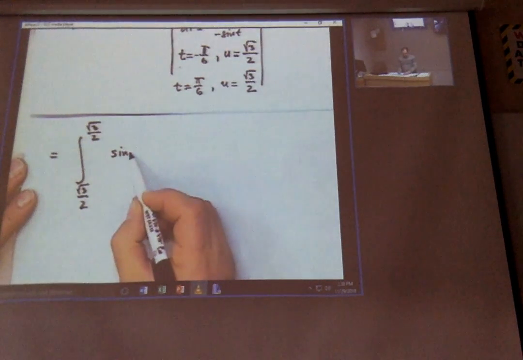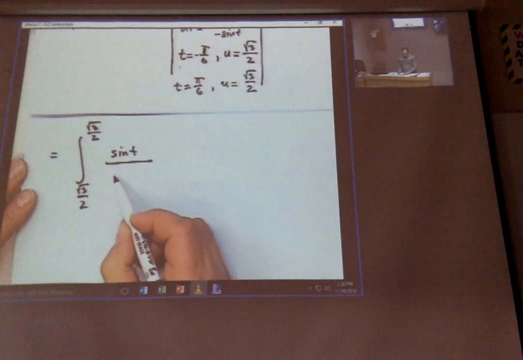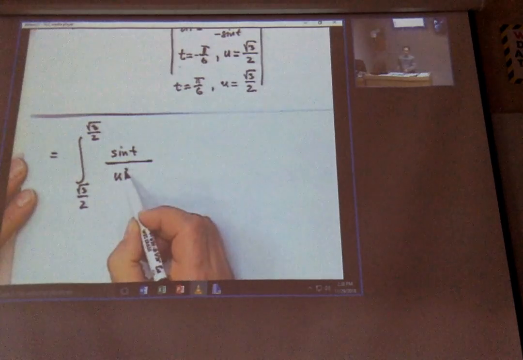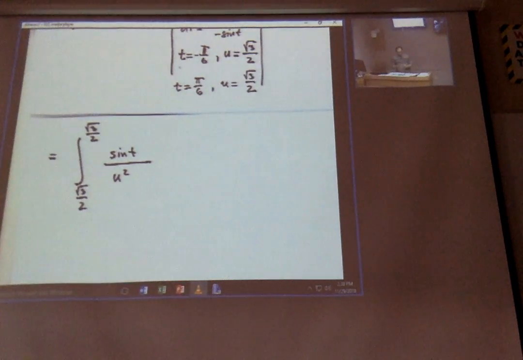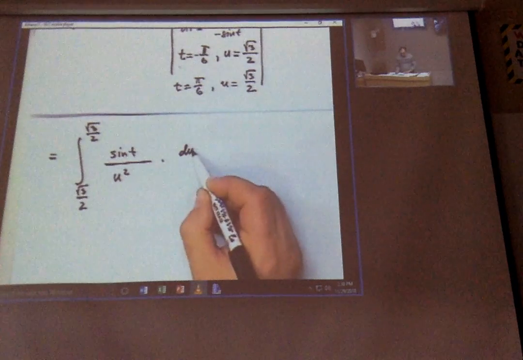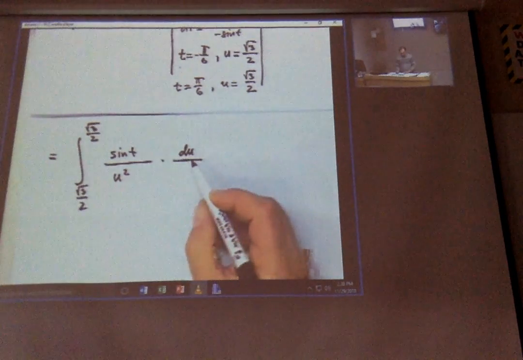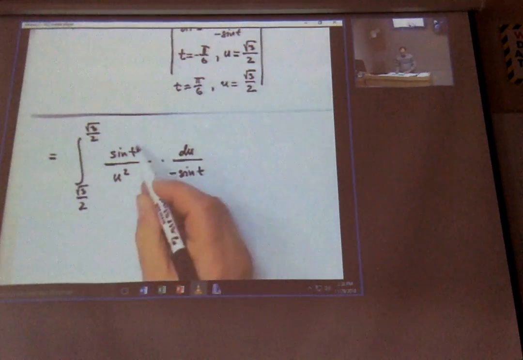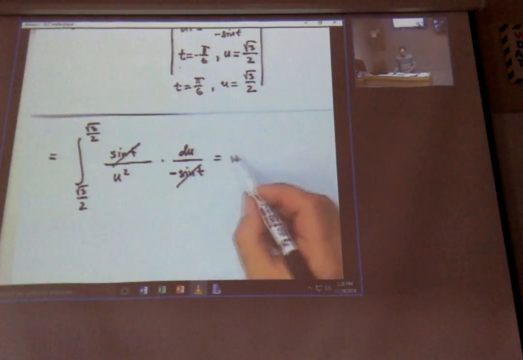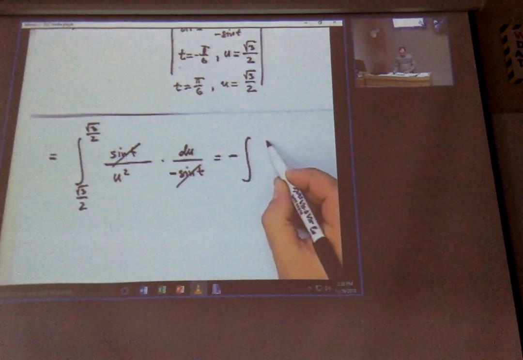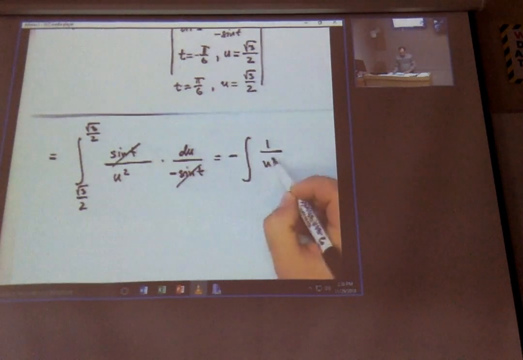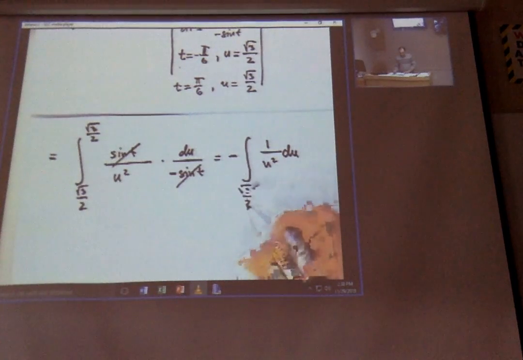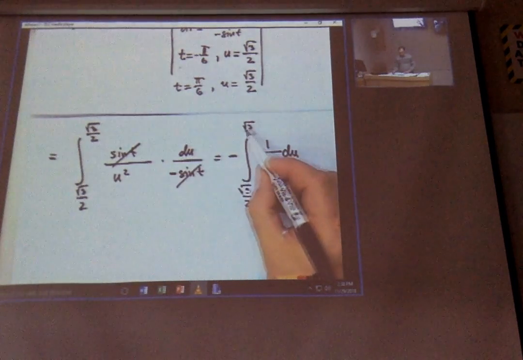And then we'll have what? Sine of t, I'm just writing this. Here we get u squared. Now I know you don't see it, but if you look at your notes, you will see. We have u squared, and then we have du over negative sine of t. So these will be canceled, right? Negative goes outside. 1 over u squared du, and square root of 3 over 2, square root of 3 over 2. So what do you think the answer is?